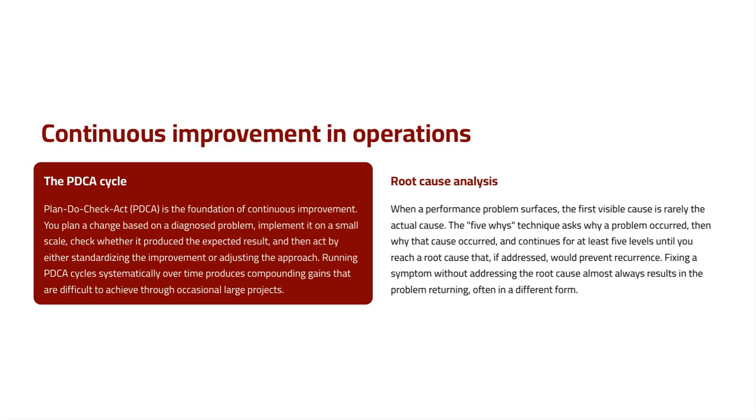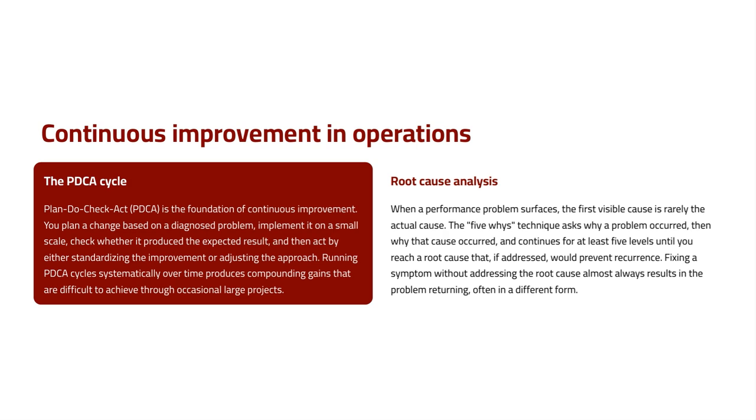Continuous improvement in operations is all about making ongoing, incremental changes that lead to better performance over time. At the heart of this process is the PDCA cycle, which stands for Plan, Do, Check, Act. You start by planning a change based on a diagnosed problem. Then you implement that change on a small scale. Next, you check to see if the change brought the expected results. And finally, you act by either standardizing the improvement or adjusting your approach if needed.